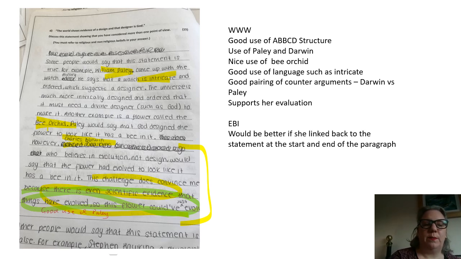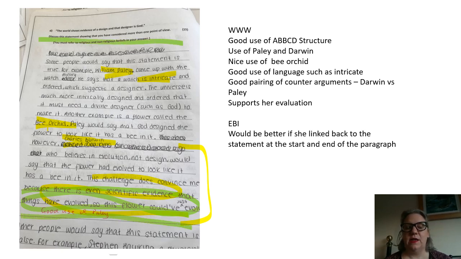It would have been better if at the beginning and end she would have had a linking sentence, so saying these are views that support the idea that the world shows evidence of design. This supports the idea the designer is God, or the other way round.